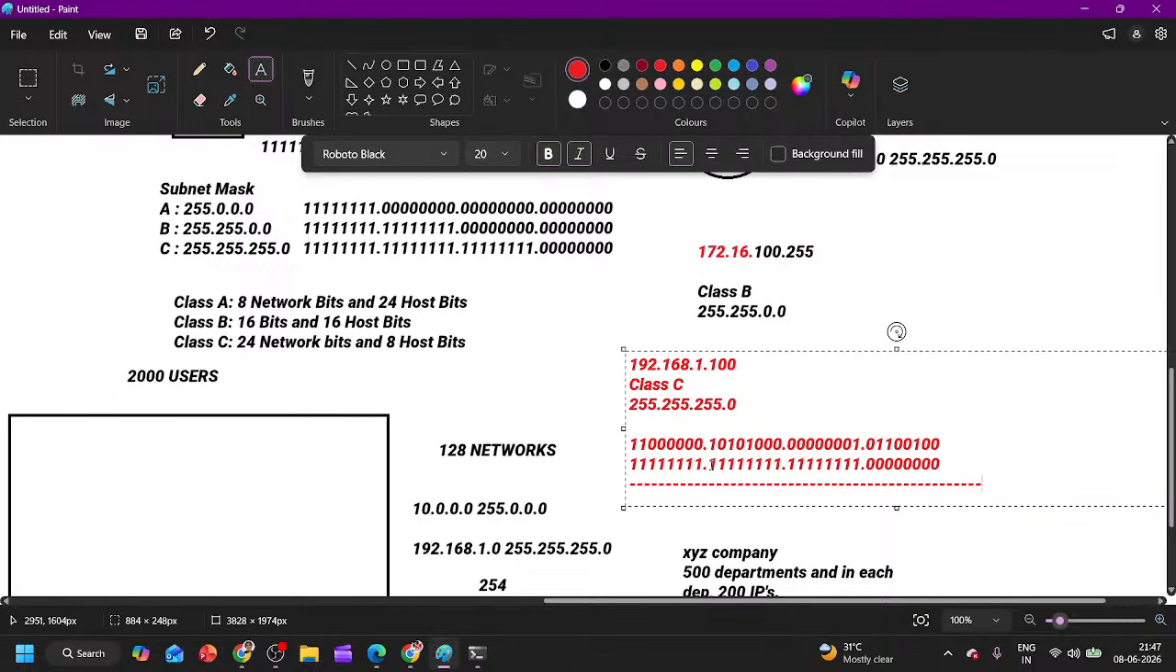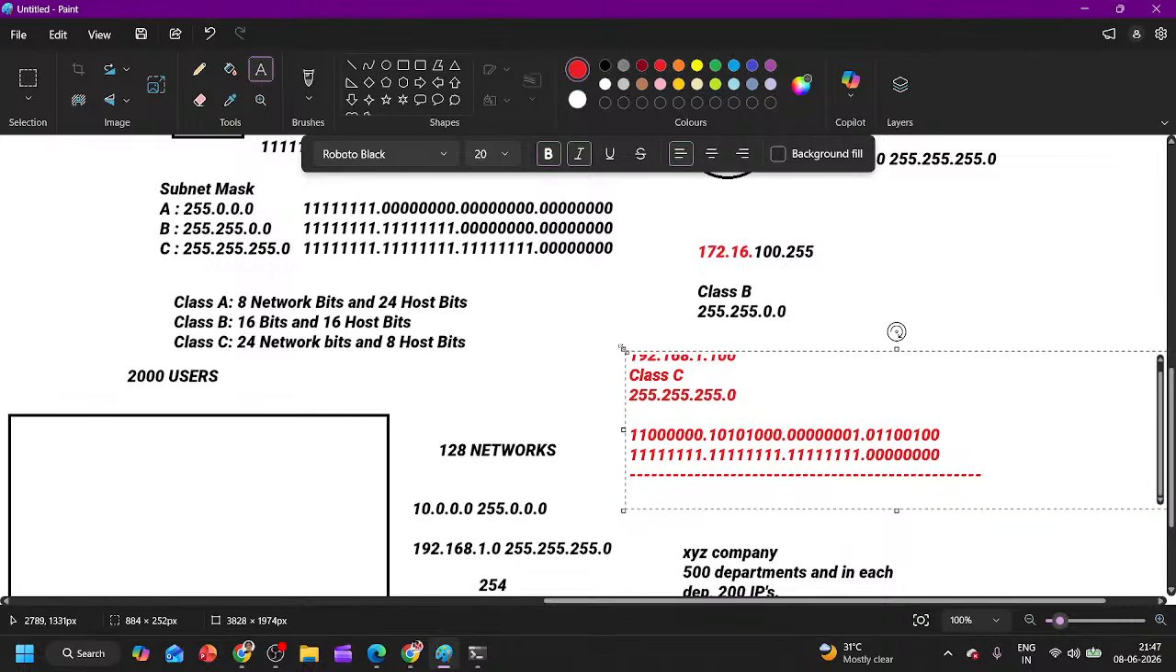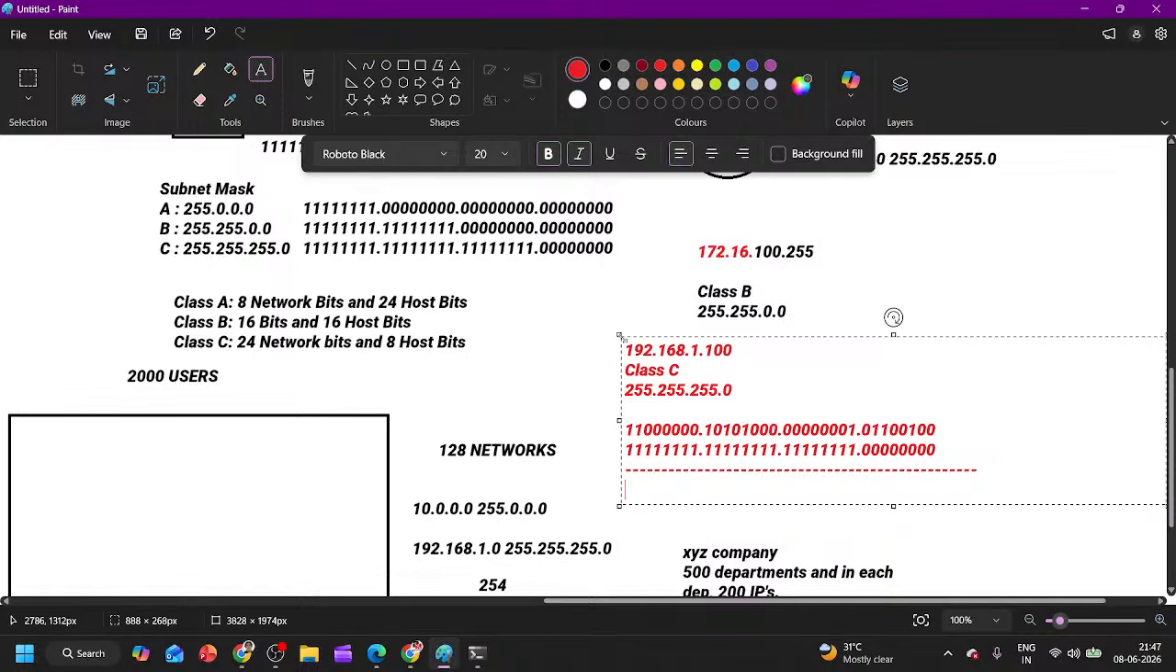In the AND operation, as you all know, if the input is 0, 0, then the output is 0. If the input is 1, 0, then the output is also 0. If the input is 0, 1, the output is 0. And if the input is 1, 1, then the output is 1. So here 1, 1 becomes 1. 1, 1 becomes 1 again. 0, 1 becomes 0. If you multiply these bits with the 0s, the output is going to be 0.